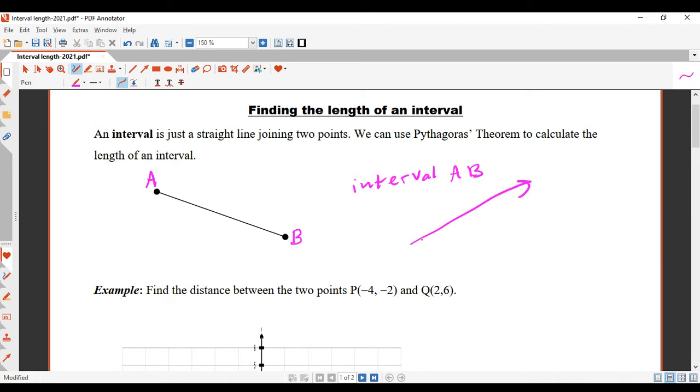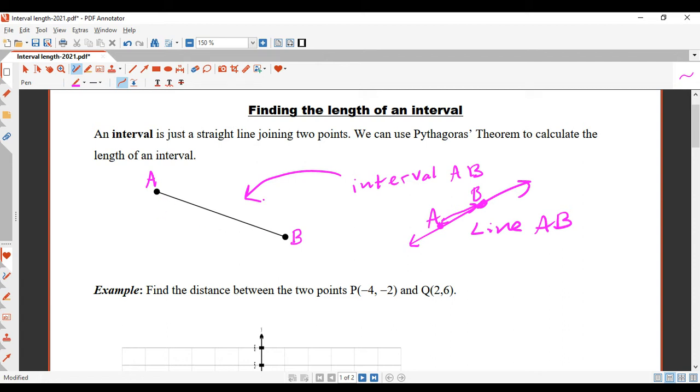Okay, now it's different from a line. A line goes forever in both directions. This is line AB just here, right? Because it goes through the 2 points forever. So there's A and there's B. So interval AB is different to line AB. Interval AB is just this part here, between the 2 points.